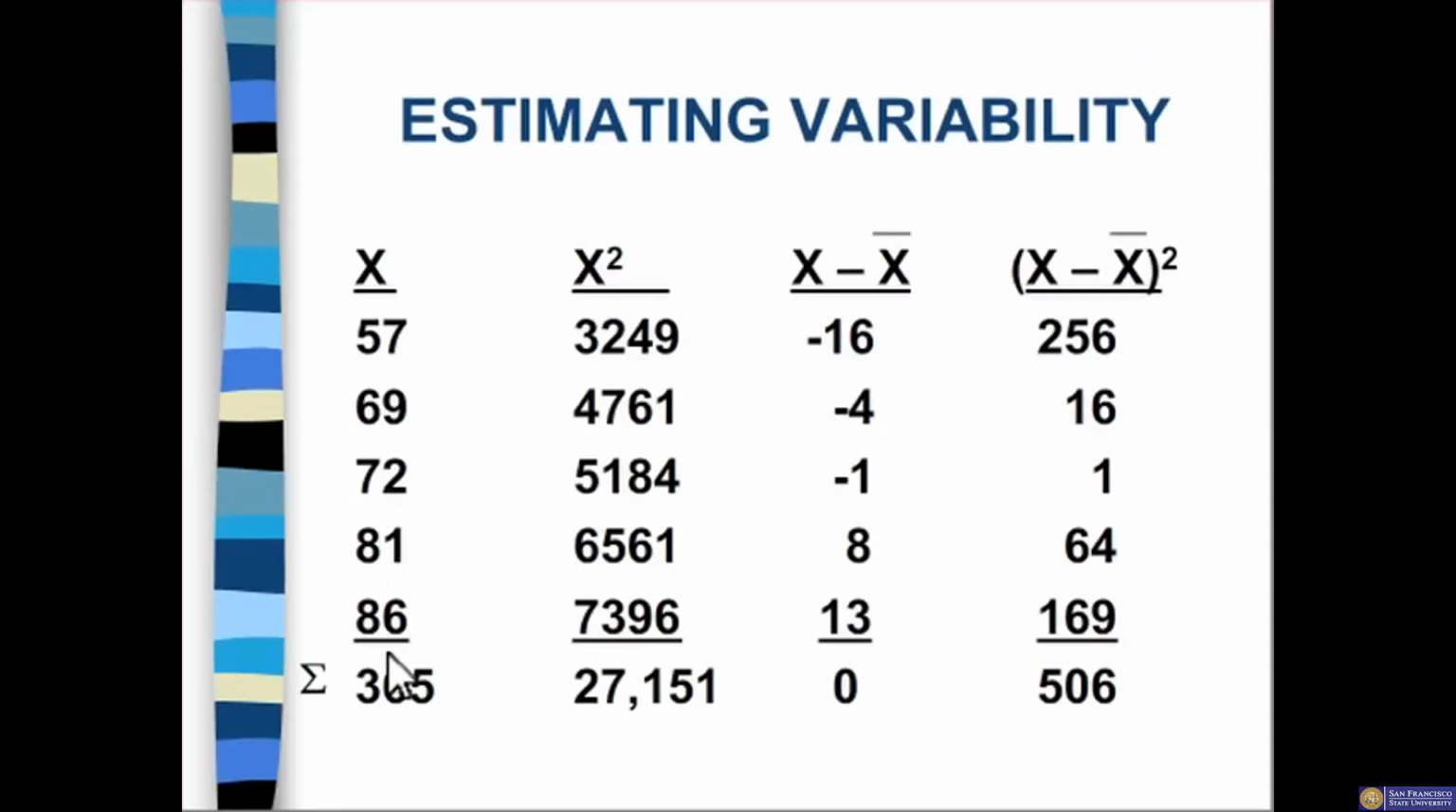So we have the 5 variables. If we look at the average, that will be 365 divided by 5. That should be 73. And so 57 deviates from 73 by negative 16, but we square that to get 256. And for each of the variables we do that. We have 256, then 16, 1, 64, 169, and we add that all up to 506.